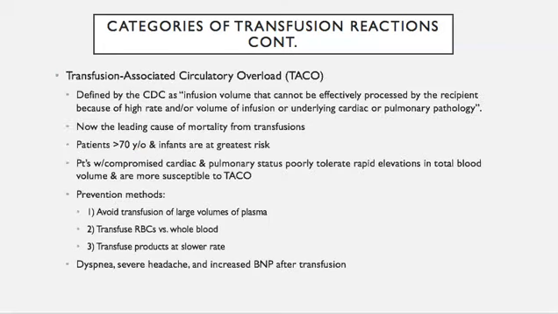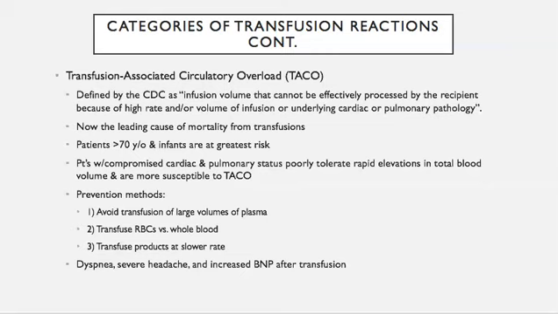Okay, next is transfusion-associated circulatory overload, also referred to as TACO. This one is defined by the CDC as infusion volume that cannot be effectively processed by the recipient because of high rate and or volume of infusion or underlying cardiac or pulmonary pathology. This one, TACO, now is considered the leading cause of mortality from transfusions. Patients 70 years or older and infants are going to be at the greatest risk, and that's because they don't have those developed immune systems.